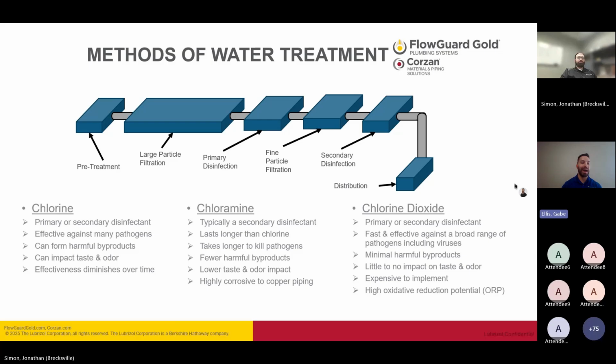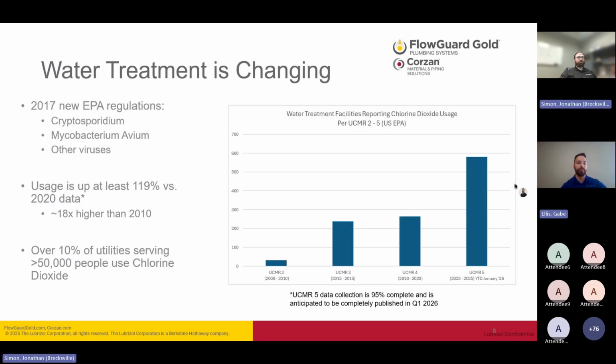And it has a high oxidative reduction potential, which we'll talk about further, that really impacts your plumbing materials and plumbing systems. But at this point, we're going to kick things over to Jonathan, and he's going to talk through the rise of chlorine dioxide in water treatment and how it's changing.